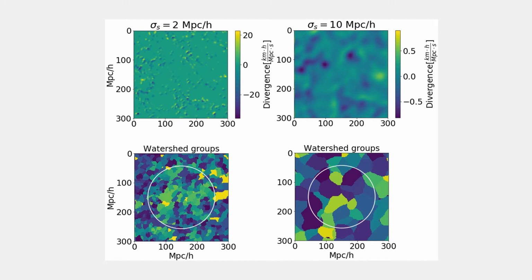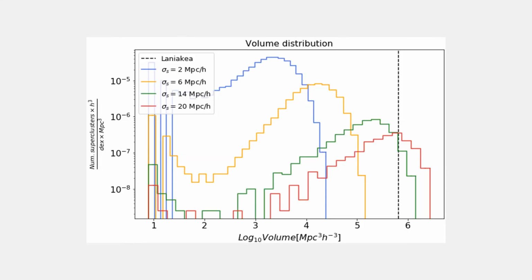First, it can be seen that there is a clear correspondence between the state of the divergence grid and the structures found. It can be seen that even when the value of sigma s is raised from 2 to 10, superclusters detected by watershed method are much smaller than the reported size of Laniakea.